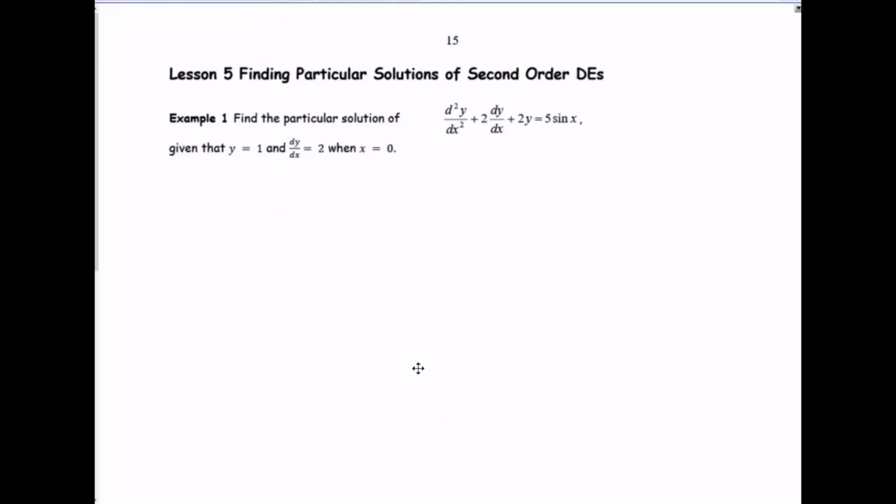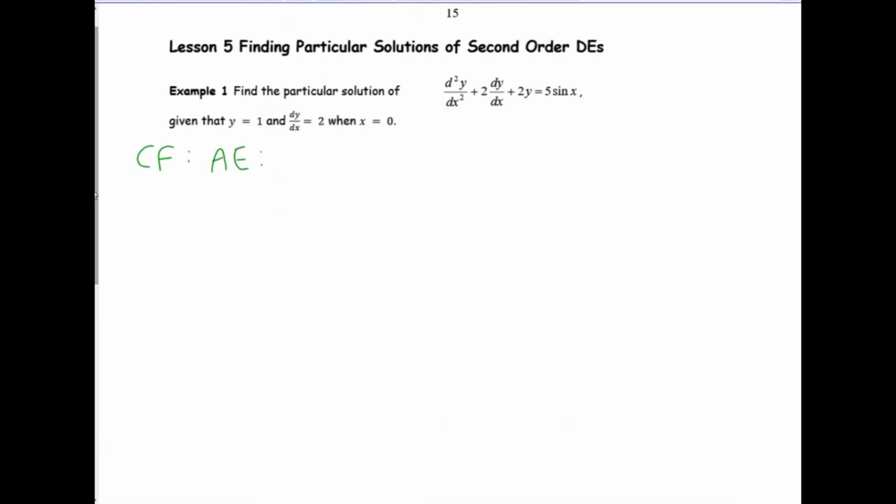So this first example here is nothing new really. All that we're introducing is that we've got some boundary conditions here where we can work out our constants A and B. Okay, so solving this exactly the same way as we did last lesson. First thing to do is to find the complementary function.